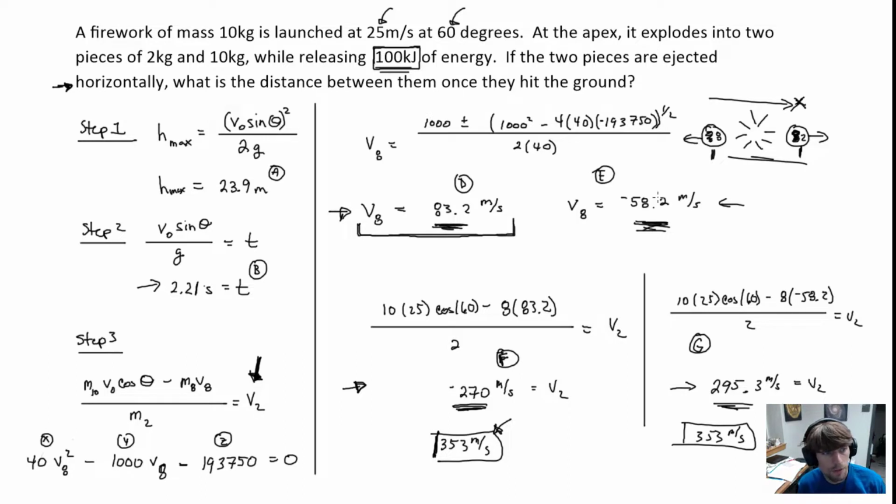Ready? 353 times 2.21 times alpha b. Done. Since I'm considering the acceleration in the x direction to be 0, I get something like these two pieces land 781 meters apart. Cool. Yeah? Okay. Maybe you don't believe me on that. That's fine. You don't have to.